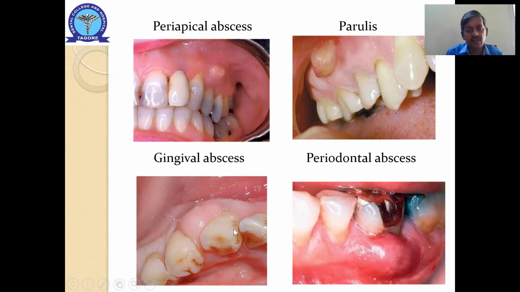Then gingival abscess. It will be produced in the interdental region. That's a gingival abscess. In a periodontal abscess, the tooth has recession and pocket formation is also seen. Then it will produce an abscess in the periodontal region.